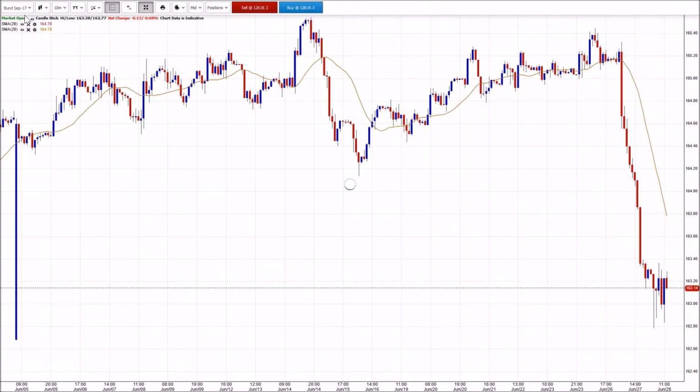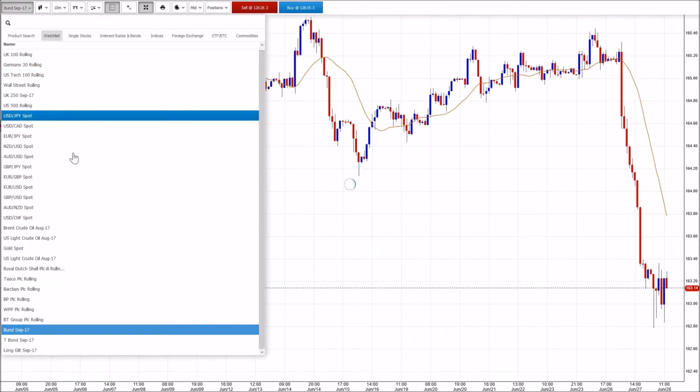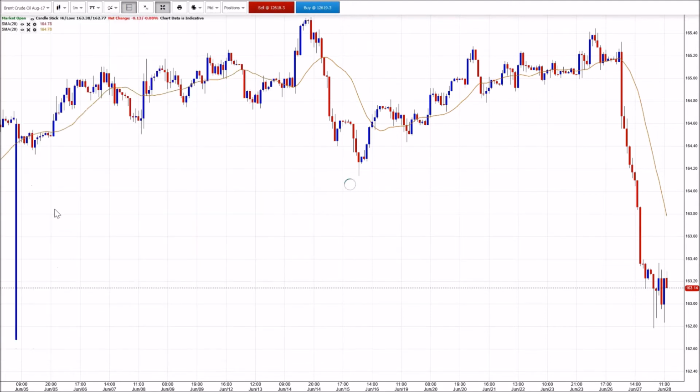That chart doesn't want to load. Let's flip over to something else. We'll wrap things up by looking at oil. I think oil is another interesting one, because my charts have gone crazy. Hang on a second.